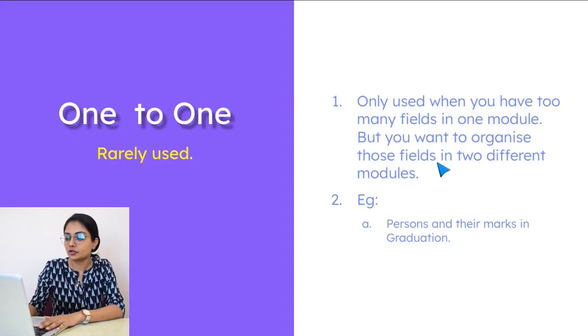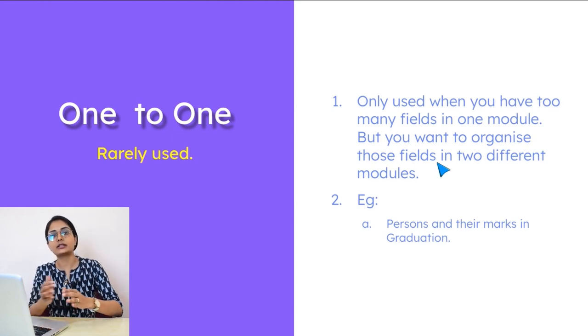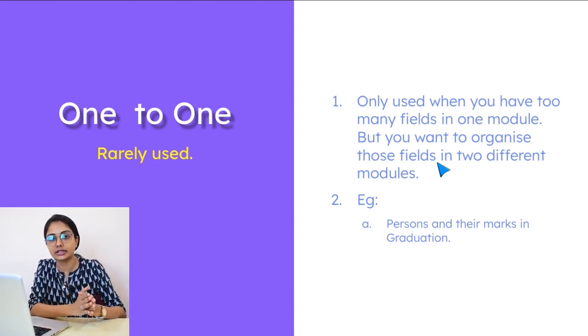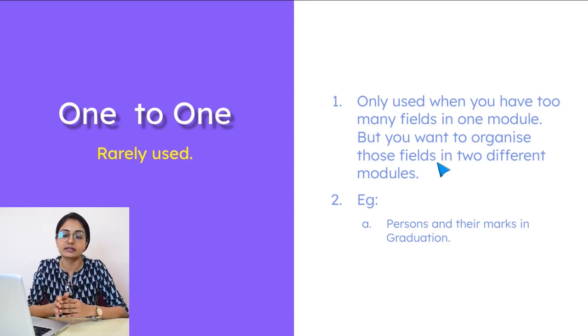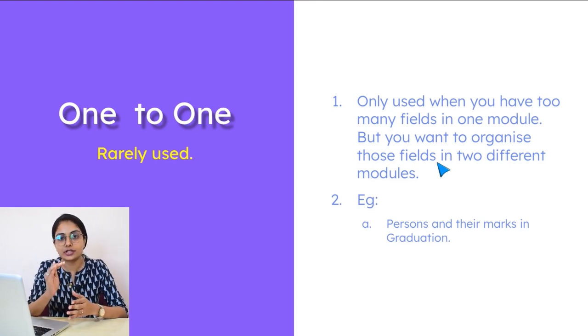An example which is mentioned here is a person and their marks in graduation, meaning I have a module where I'm managing all the information of a contact detail. Another module I have is where I have to manage their graduation degree. How many subjects were there in that specific graduation specialization? How many marks did they obtain in each subject? Or what their grade? I can manage this information in the same module.